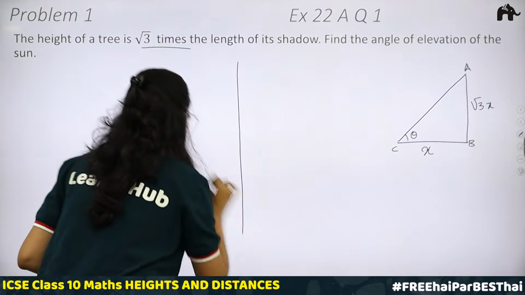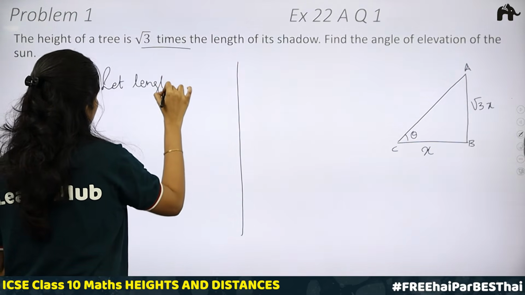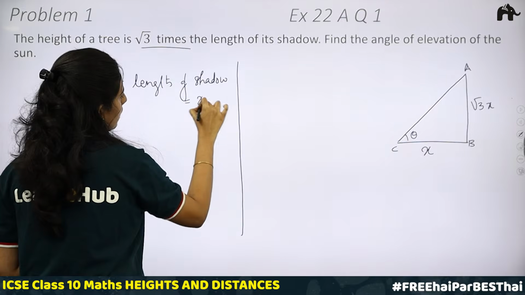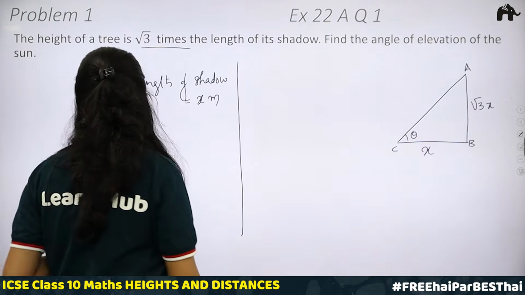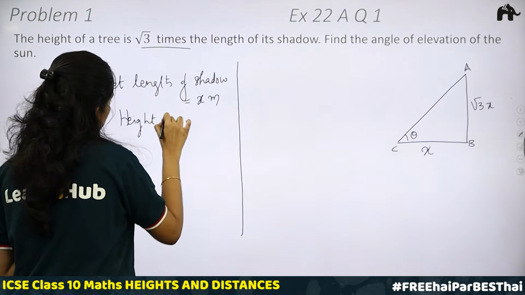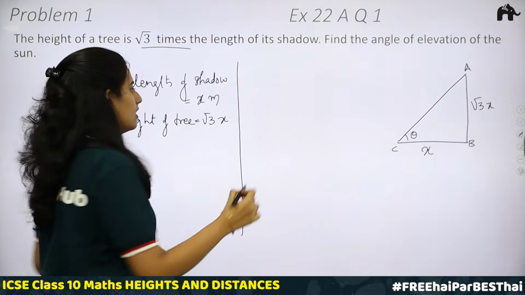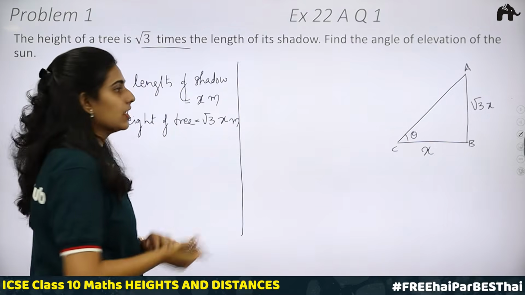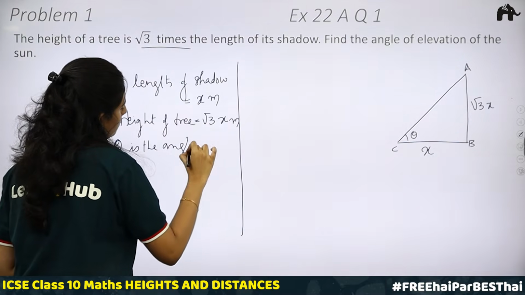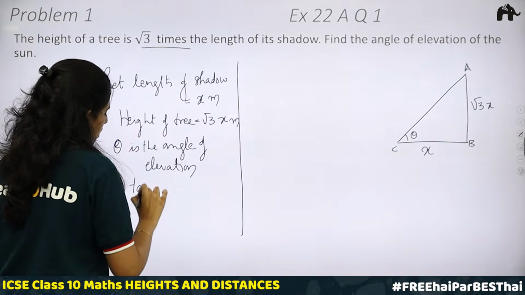Let the length of shadow be equal to x meters. If the length of shadow is x meters, then the height of the tree will be equal to root 3 times x meters. Now we are taking theta as the angle of elevation. If theta is the angle of elevation, then taking tan of theta.